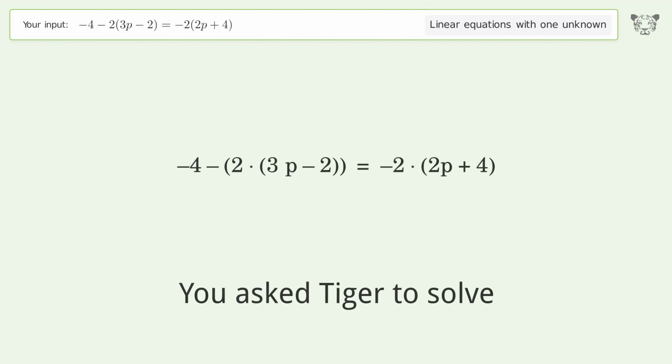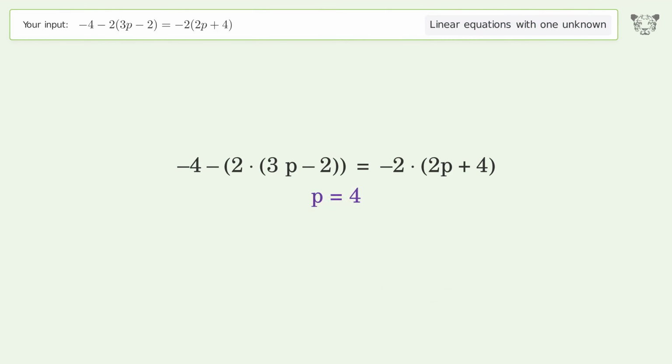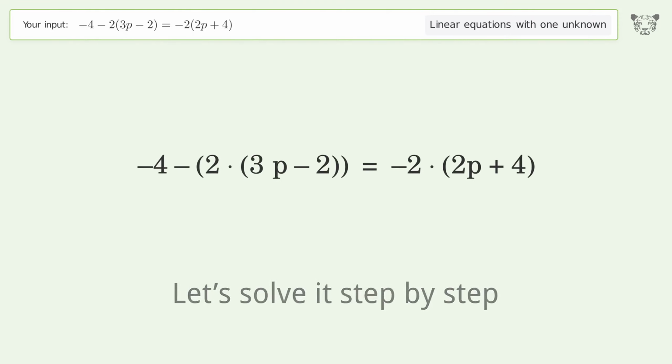You ask Tiger to solve this. It deals with linear equations with one unknown. The final result is p=4. Let's solve it step by step.